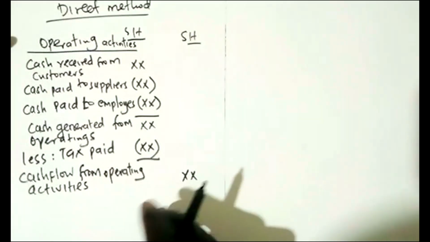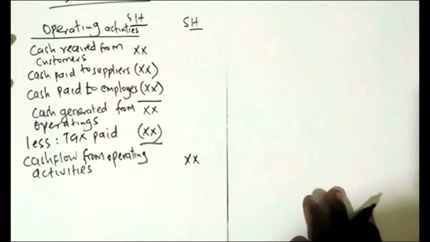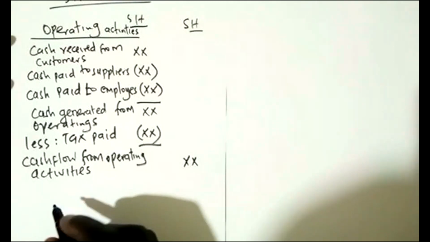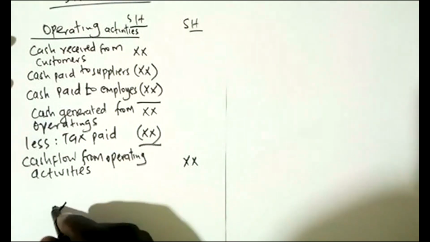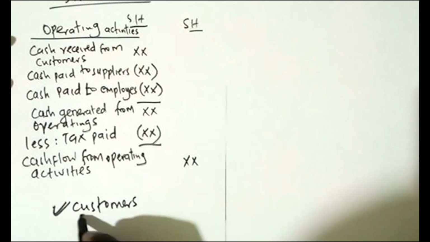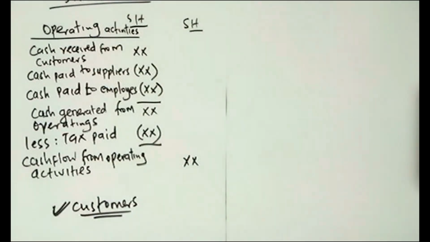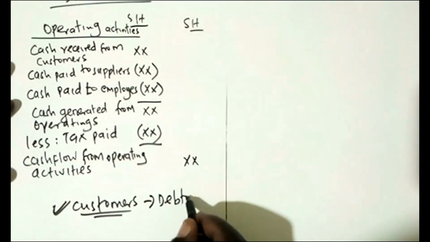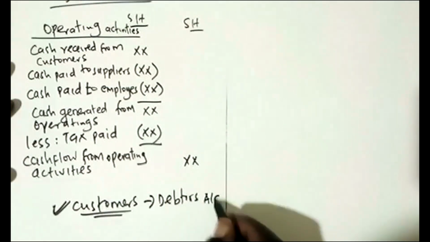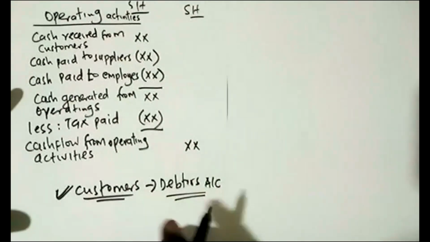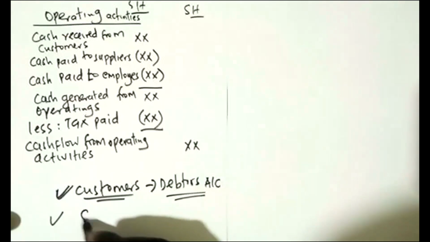I said for investing and financing activities, you do the same way I did for the indirect method. But now, how can you get cash received from customers? What can I prepare, guys? Debtors account. So I will do this debtors account in a question. Then what about cash paid to suppliers?